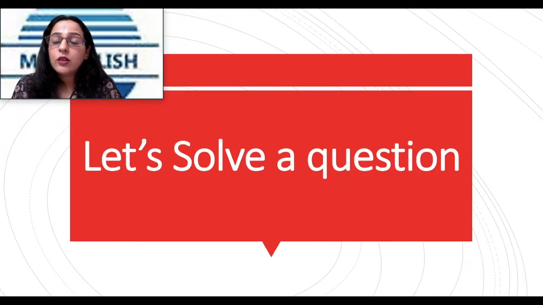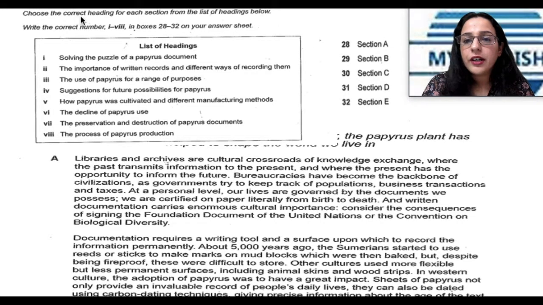So let's take a look at one of the questions that have been asked in IELTS book number 14, test number 1. Now the question is, choose the correct heading for each section from the list of headings given below. Okay, now I want you to read all the headings properly. Solving the puzzle of papyrus document, importance of written records and different ways of recording them, use of papyrus for a range of purposes, suggestions for future possibilities for papyrus, how papyrus.